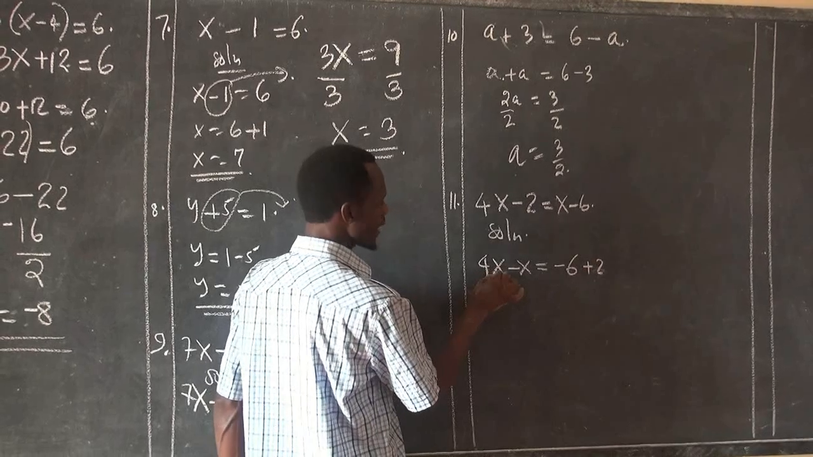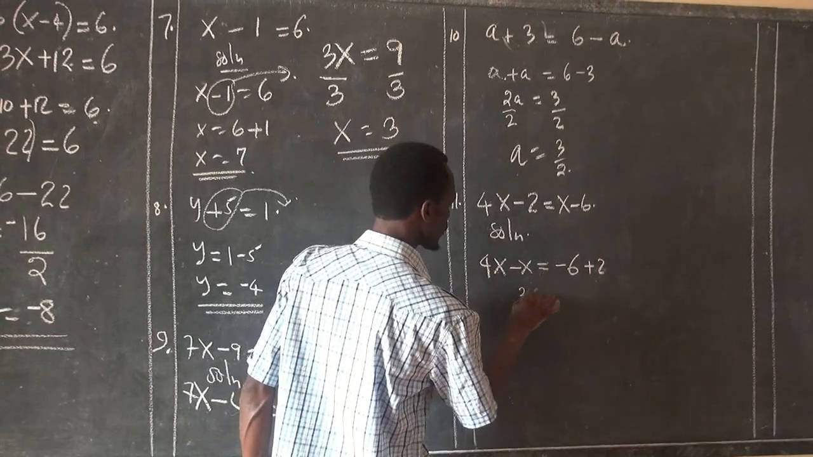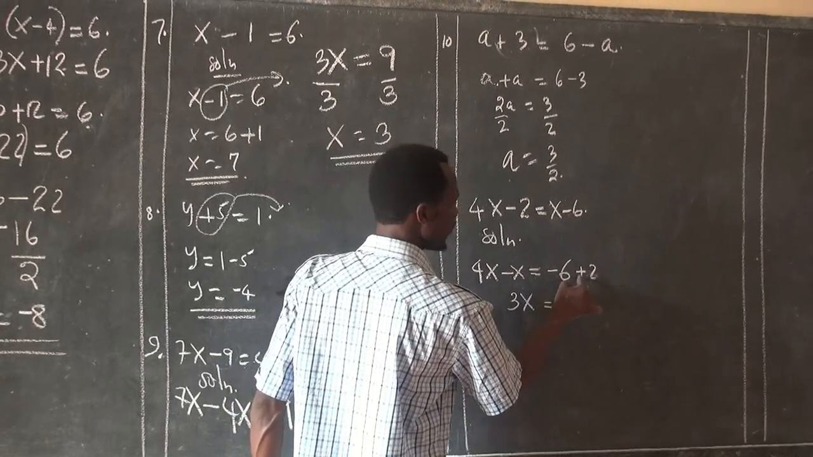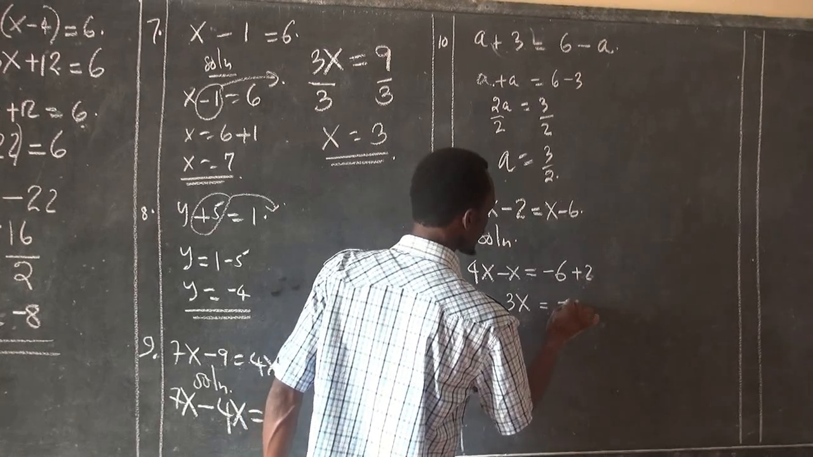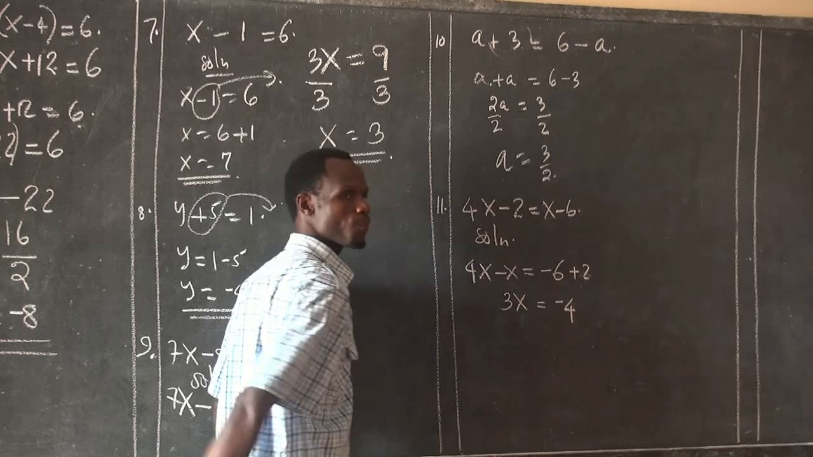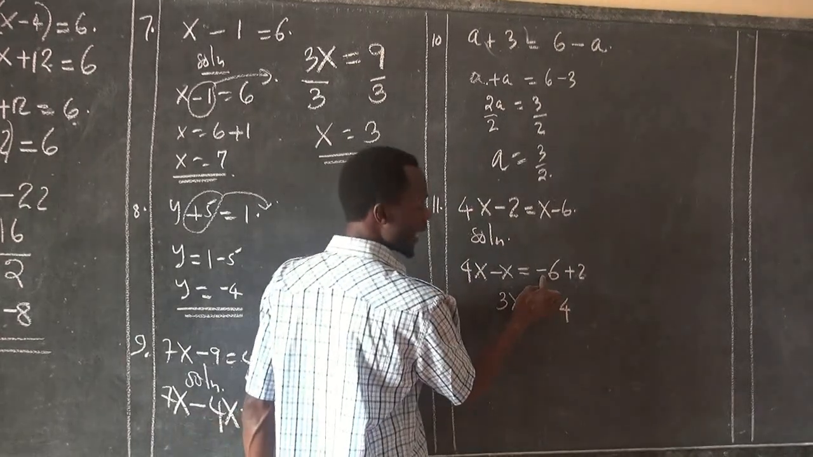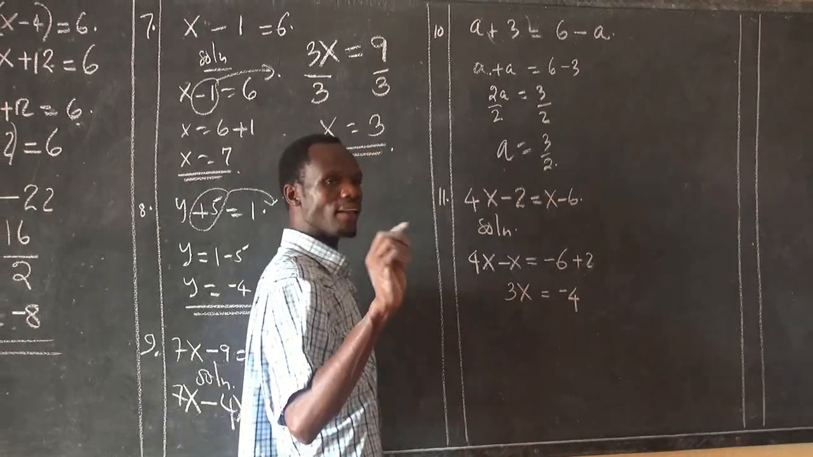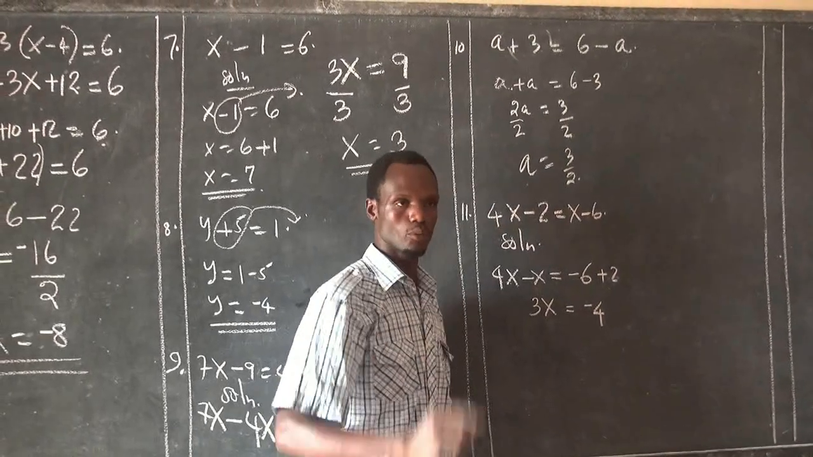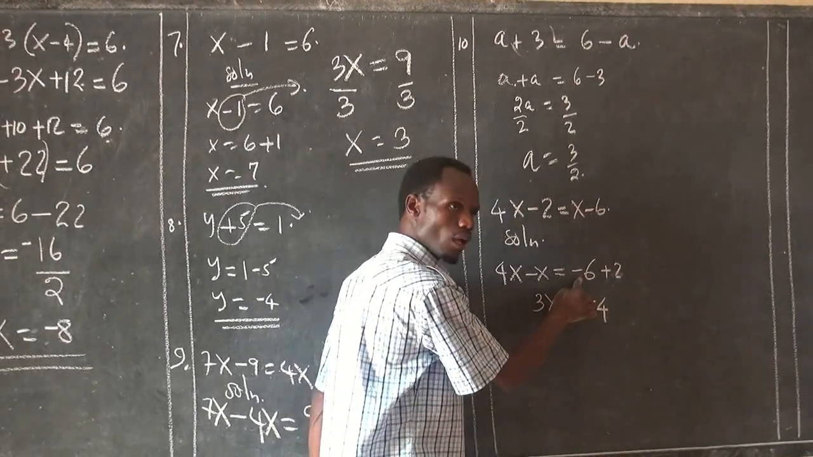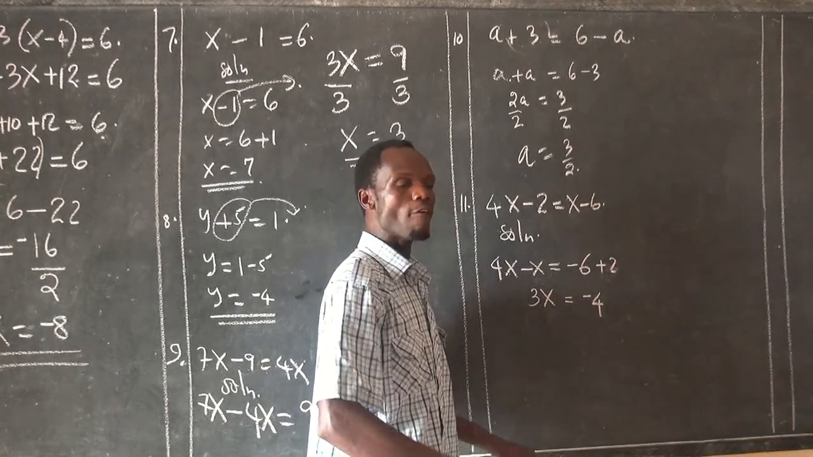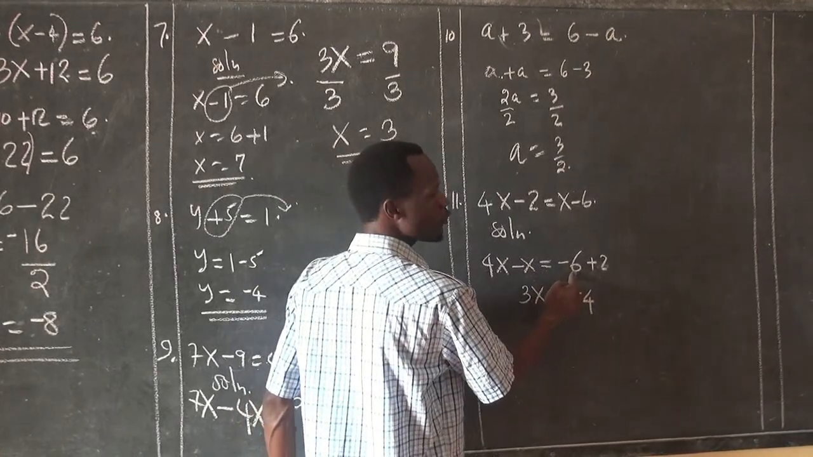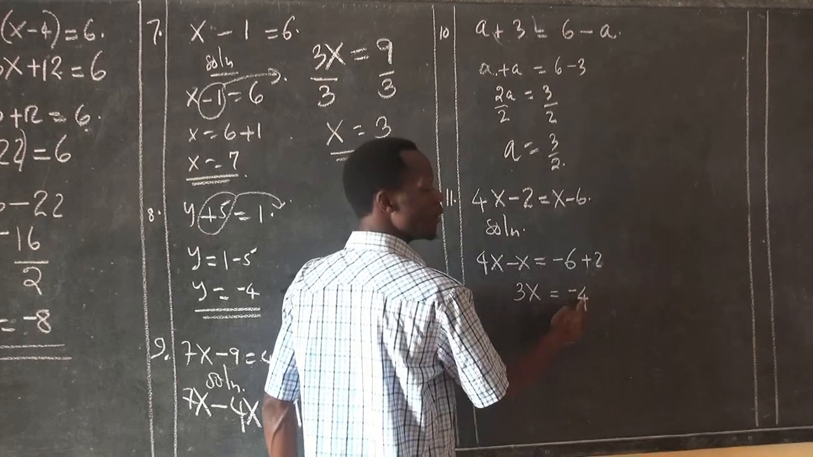Now, here 4x minus x, which is equal to 3x. Now, is equal to negative 6 plus 2. Now, which is equal to negative 4. Because I said negative is 6, positive is 2. Now, the negative sign goes with the number which has the greater value. The dominance will be ahead of that sign. Now, this is negative. The difference between 6 and 2 is 4.